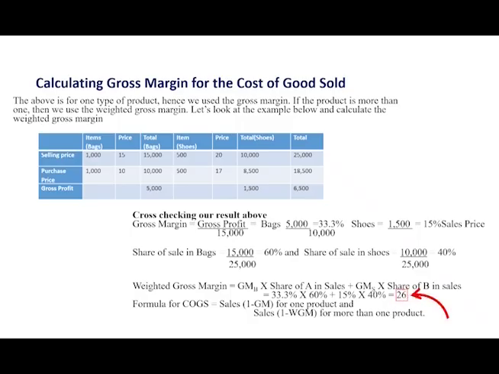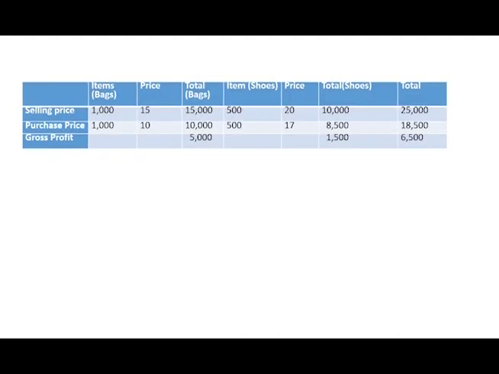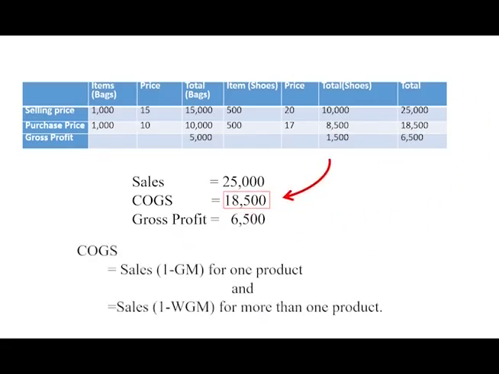Using the formula for cost of goods sold, we have sales multiplied by 1 minus gross margin in bracket for one product, and sales multiplied by 1 minus weighted gross margin in bracket for more than one product. To conclude with calculating the cost of goods sold, we move to solve the above. Cost of goods sold, which is 25,000 multiplied by 1 minus 0.26 in bracket, equals 18,500 naira only. The 18,500 naira only is the cost of goods sold for both products.